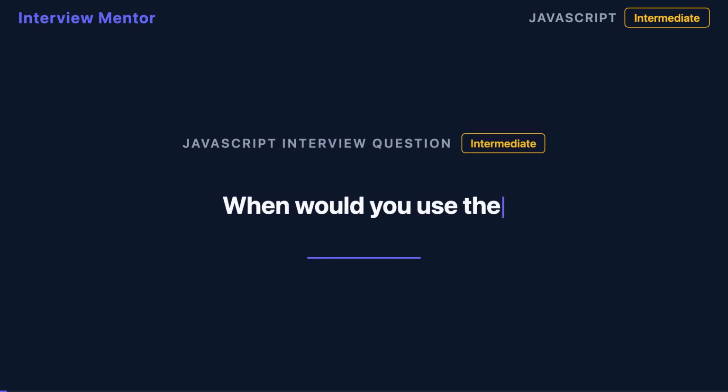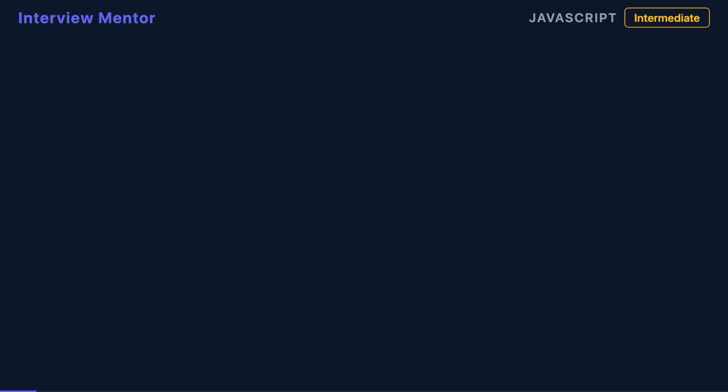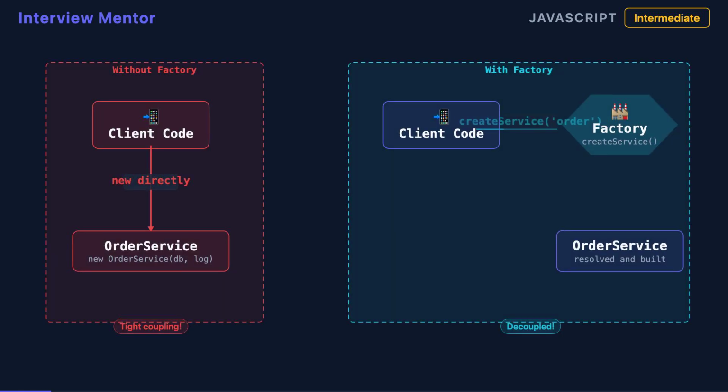Every time you write new SomeClass in your calling code, you are locking in a dependency that might come back to bite you. The factory pattern's core purpose is decoupling object creation from the code that uses objects. When you call new directly, the calling code has to know the exact class, its constructor arguments, and all its dependencies. A factory encapsulates all of that.